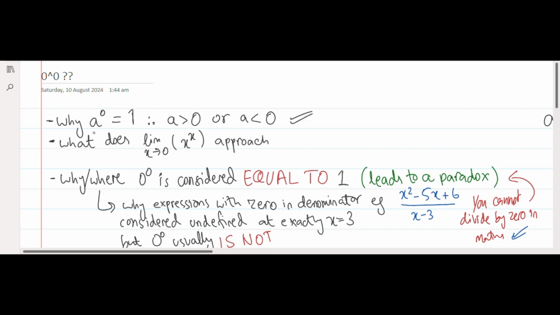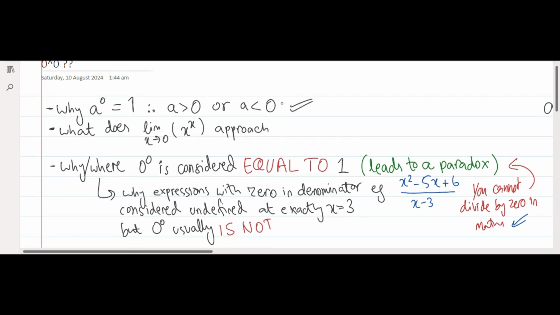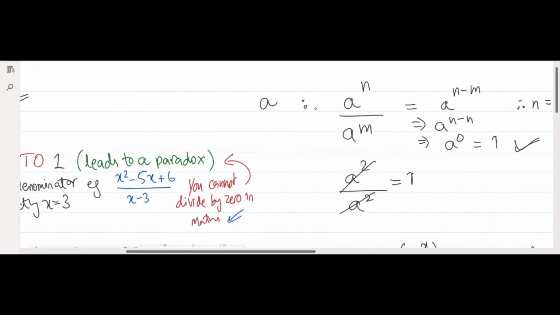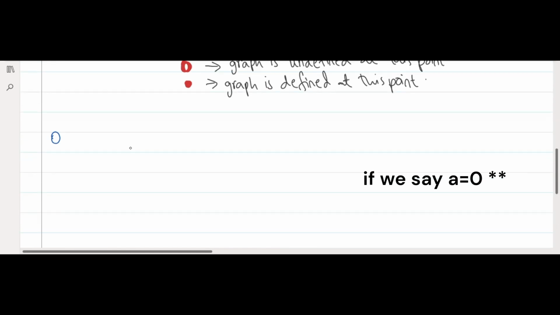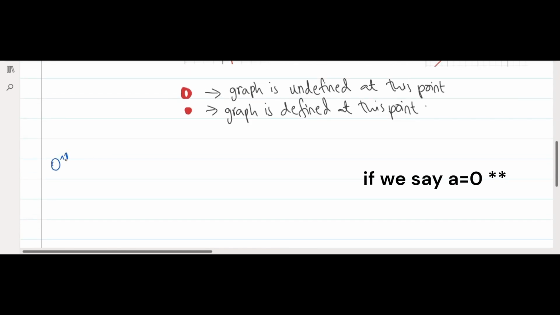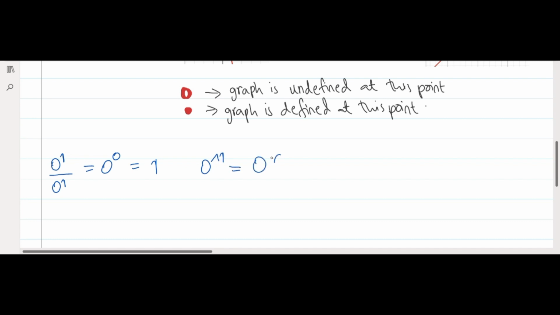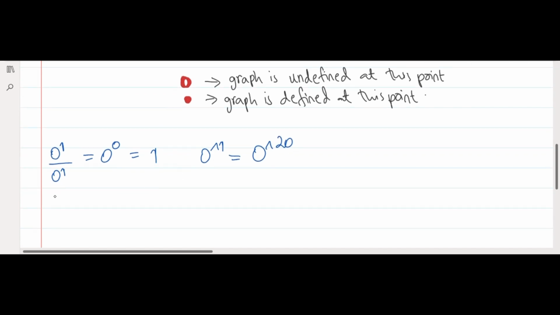Why it is a paradox is because, as we studied earlier, a raised to the power 0 equals 1, right? So if we say a is equal to 1 and apply the same derivation we did for why a raised to the power 0 equals 1, then 0 raised to the power 1 upon 0 raised to the power 1 should be equal to 0 raised to the power 0, which equals 1, right? And we all know 0 raised to the power 1 and 0 raised to the power 20 are equal because both are zeros, right?